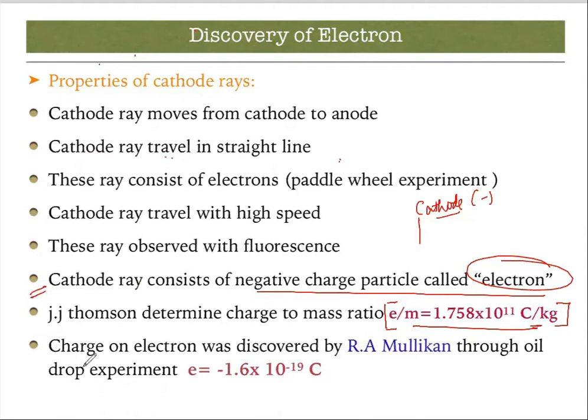So later what happens? R.A. Millikan did the oil drop experiment. From this oil drop experiment, he determined the charge of the electron is minus 1.6 into 10 to the power minus 19. Why is this minus there? Because electrons are negatively charged. What is the unit of charge? Charge unit is coulomb. So you remember the charge of the electron is minus 1.6 into 10 to the power minus 19 coulomb. Okay, we'll go to the next slide.